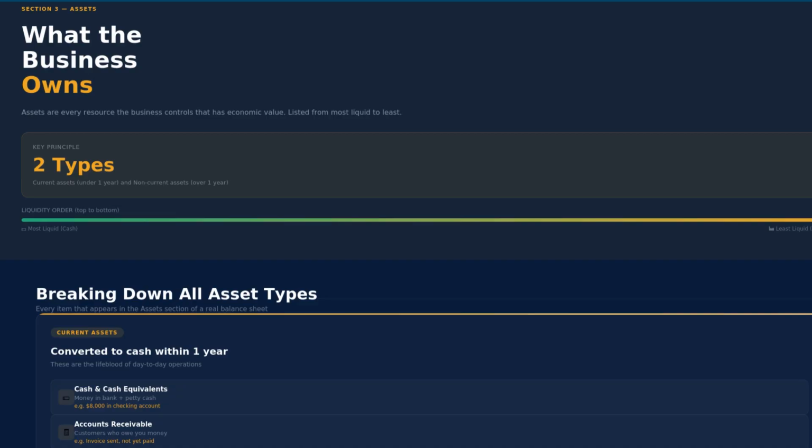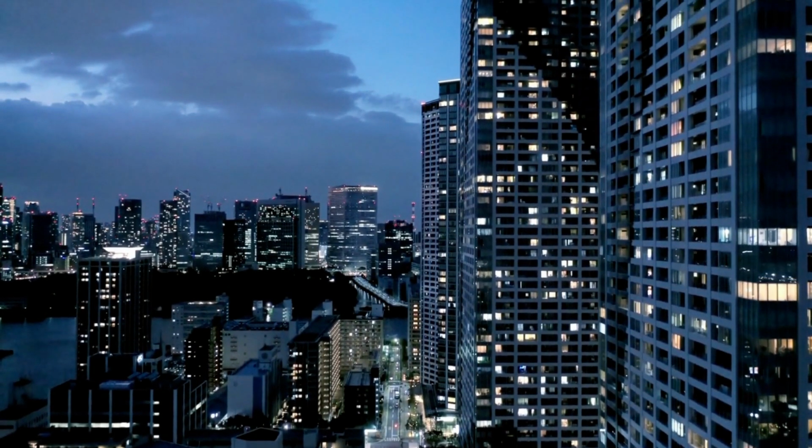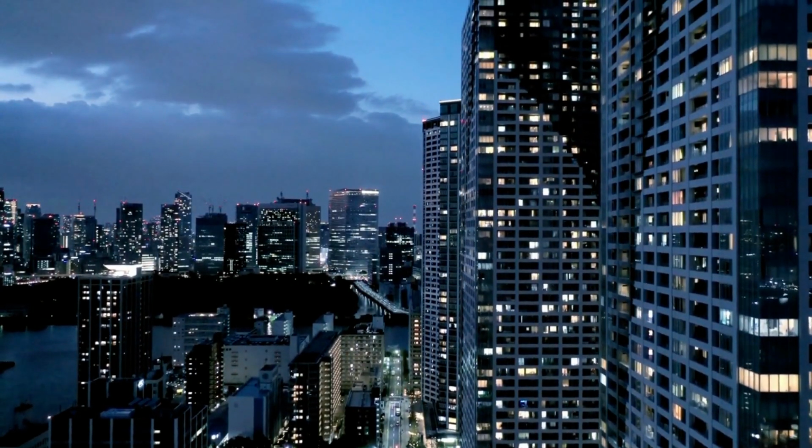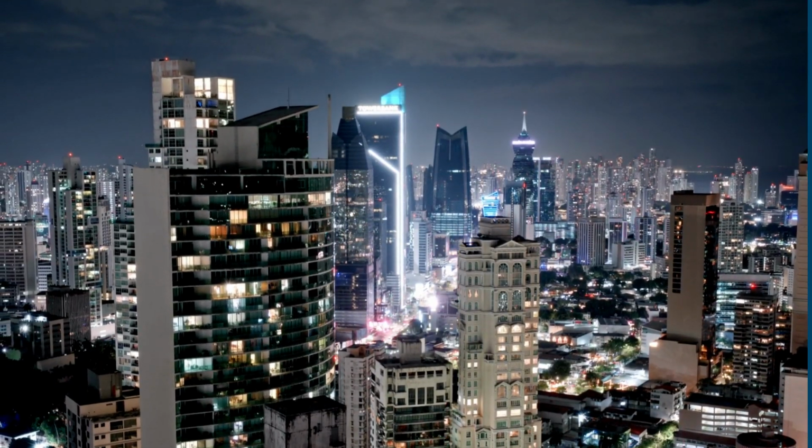Non-current assets are long-term assets. Things the business will use for more than 1 year. Common non-current assets include property and buildings, machinery and equipment, vehicles. Intangible assets, like patents, trademarks, or brand value.